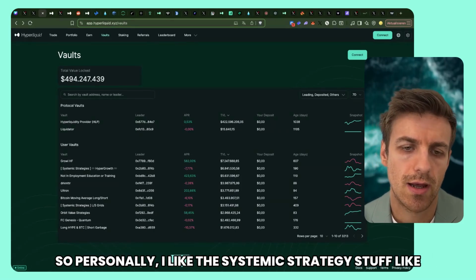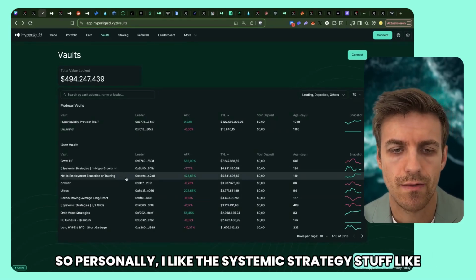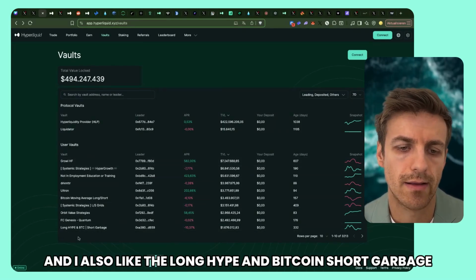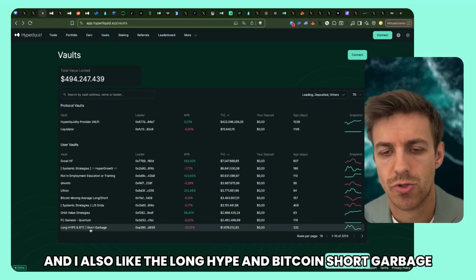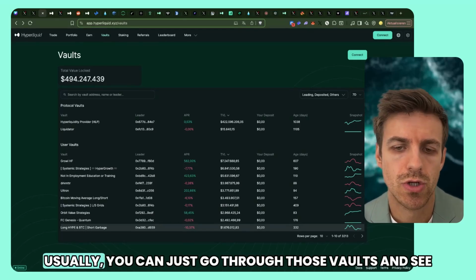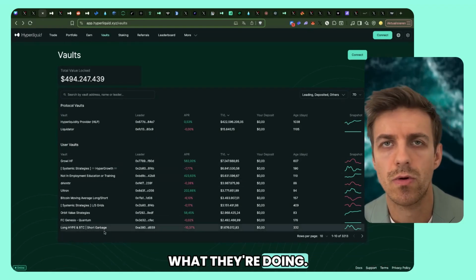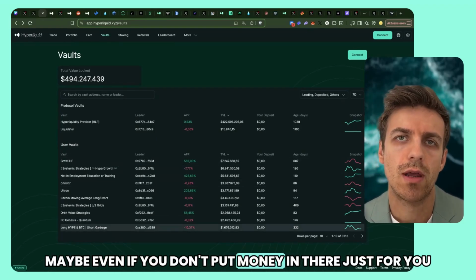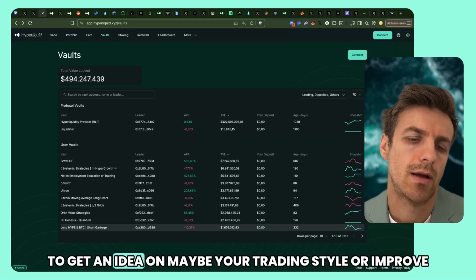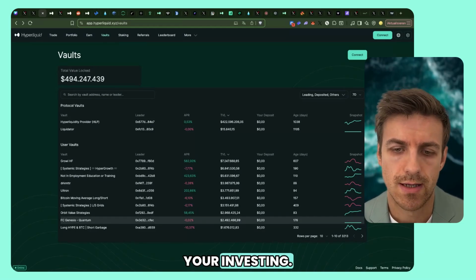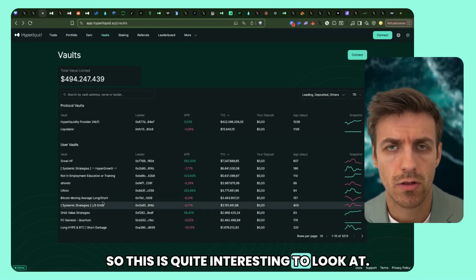So personally, I like the systematic strategy stuff, like the Hyper Growth and the long short grids. And I also like the long Hype and Bitcoin short Garbage vault. Usually, you can just go through those vaults and see what they're doing, even if you don't put money in there, just to get an idea of maybe your trading style or to improve your investing. So this is quite interesting to look at.